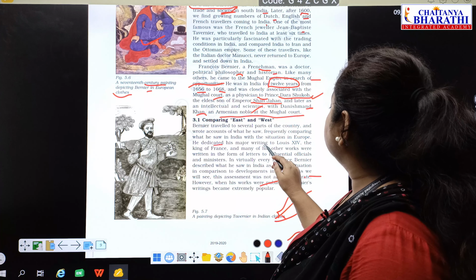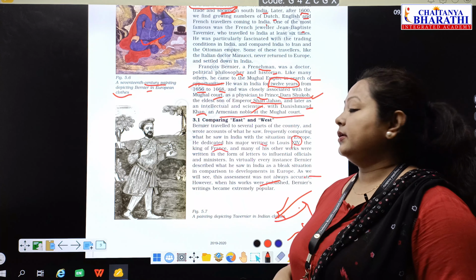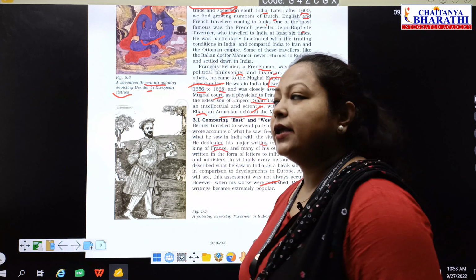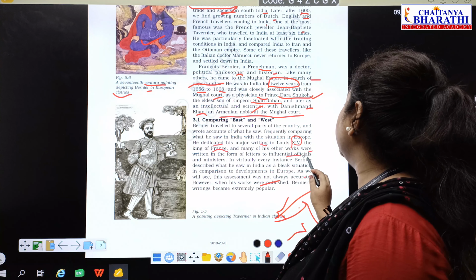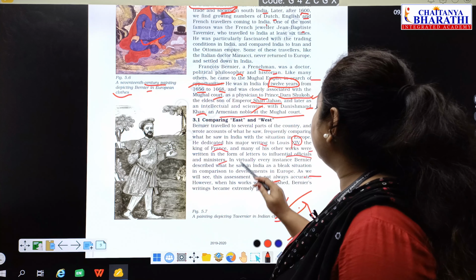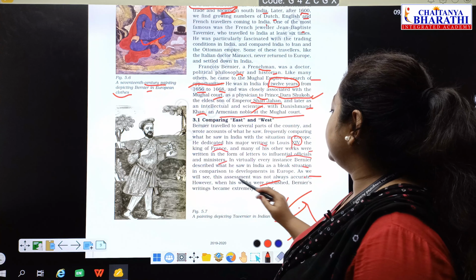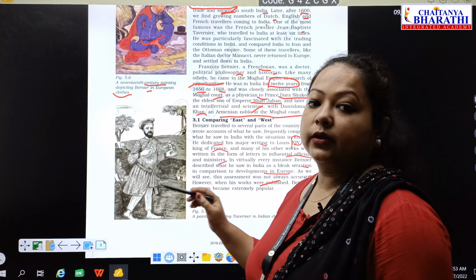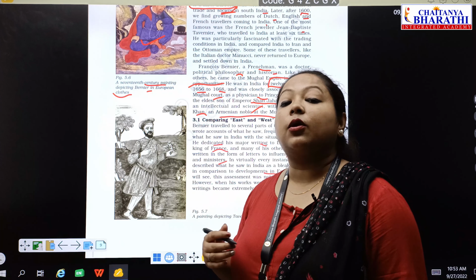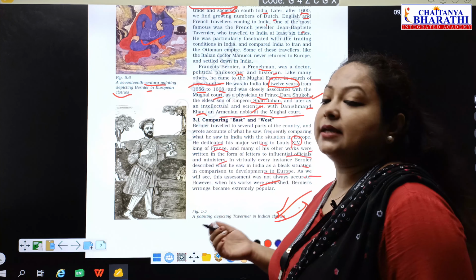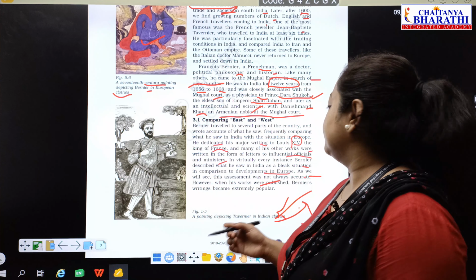He dedicated his major writings to Louis XIV, the King of France. We are quite aware of Louis XIV, the King of France. He was a very famous king, and many of his works were written in the form of letters to influential officers and ministers. He virtually in every instance described what he saw in India as a bleak situation in comparison to developments in Europe. He compared the developments that he could see in India with the development that already existed in Europe. That means we can say he compared India to Europe.